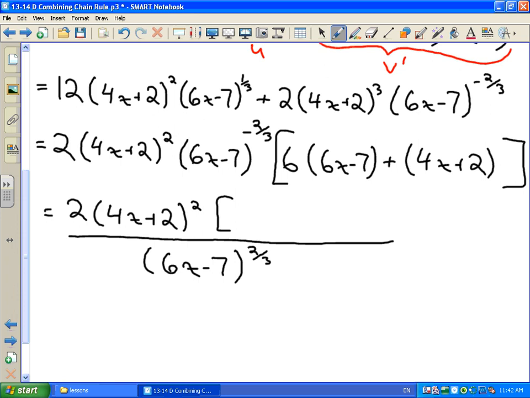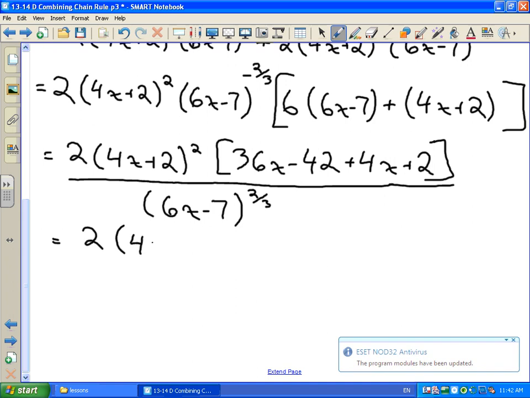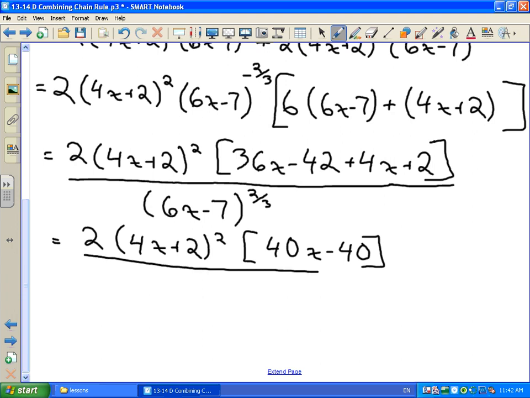So 6x times 6x, 6 times 6x is 36x minus 42 plus 4x plus 2 in the square brackets. And then I can simplify what I have in here. Let's see. And all the rest of this mess stays the same. (40x − 40). Okay, and that looks like that's going to factor as well. (6x − 7) to the 2/3.